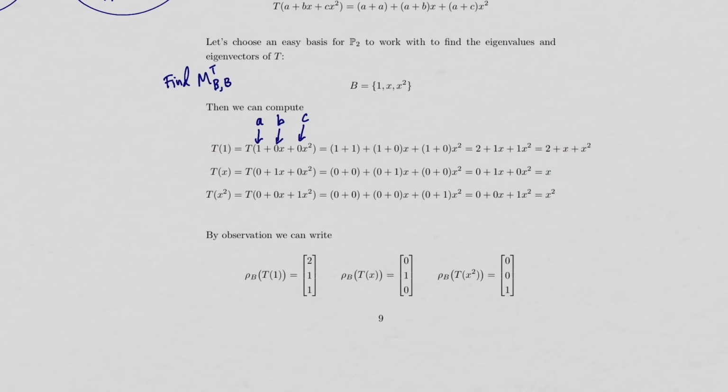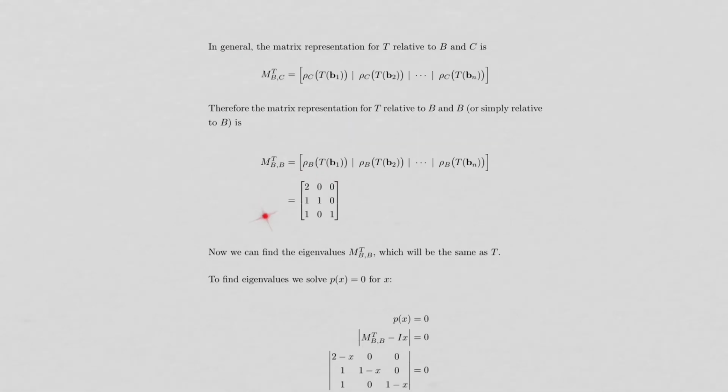Now I want the coordinate vectors of each of these polynomials relative to this basis B. 2 plus 1x plus 1x squared gives me the coordinate vector 2, 1, 1. 0 plus 1x plus 0x squared gives me 0, 1, 0. And then x squared, my coordinate vector will be 0, 0, 1. So these are my coordinate vectors. I put them in a matrix, and there's the matrix for T relative to B, which we have here.